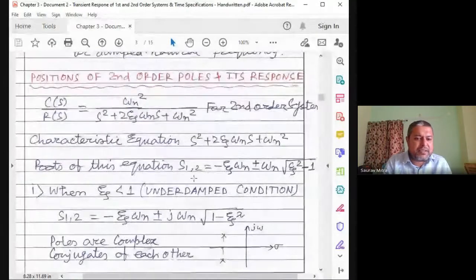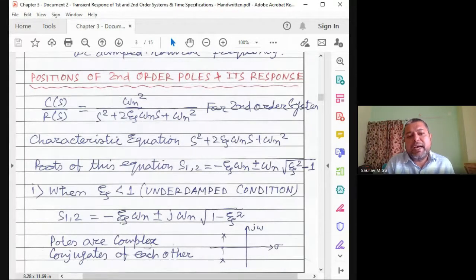So the second case we will do later. Here substitute zeta equal to 1. If you substitute zeta equal to 1, this whole imaginary part goes off. In that case, we will find both the poles are at minus omega n.